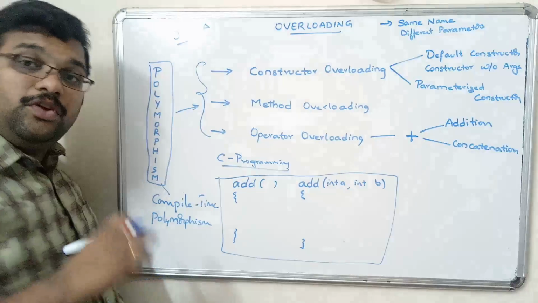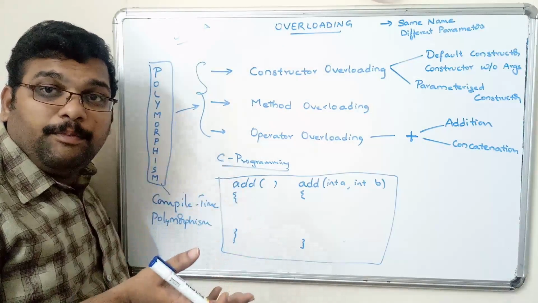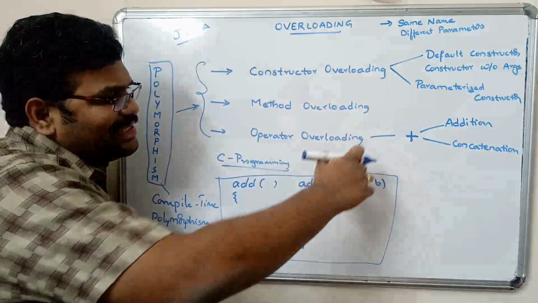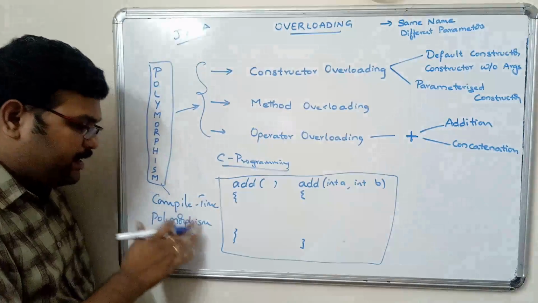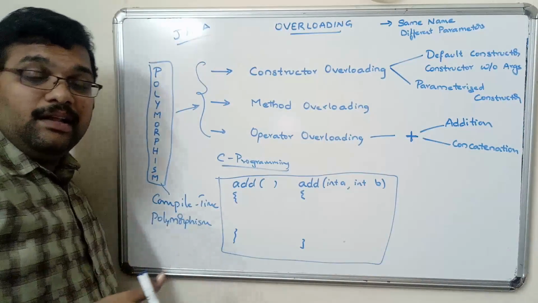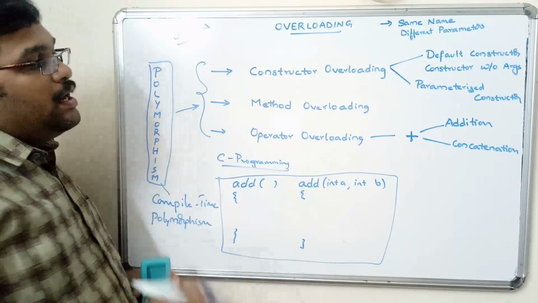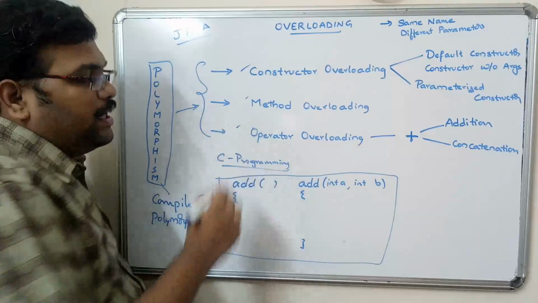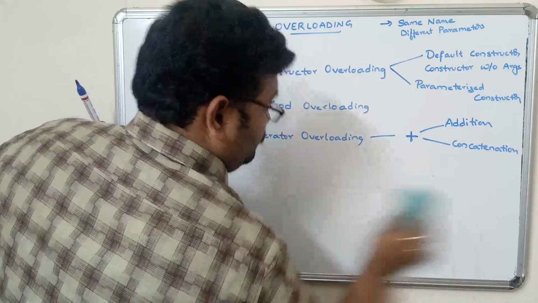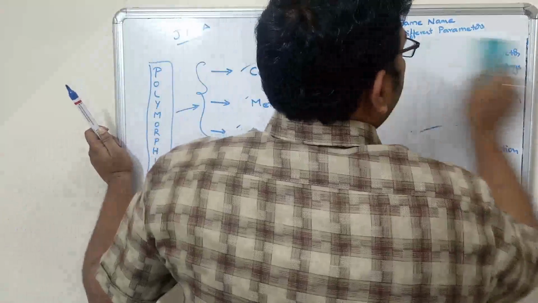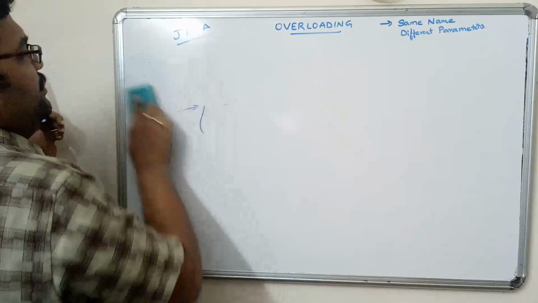Compile time polymorphism. So there are again two types of polymorphism: compile time polymorphism and runtime polymorphism. And this is done during the compile time itself. So that's why we call it compile time polymorphism. So finally the compile time polymorphism is achieved by implementing this overloading concept. Now let us see one by one constructor, method and operator overloading. So I will give you simple examples for easy understanding.